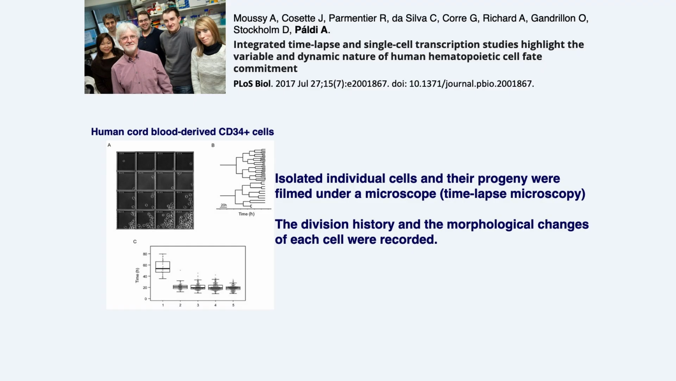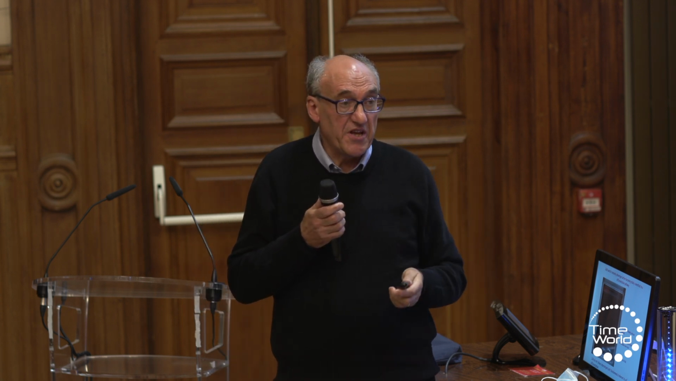In their study, they not only analyzed gene expression, but they also followed cells under a microscope and filmed them. The division history and the morphological change of these cells that had been triggered to differentiate was recorded. Globally, they observed a great heterogeneity of behavior of each cell. Notably, cells switch phenotype randomly before becoming stably differentiated, stably committed to a differentiation pathway.